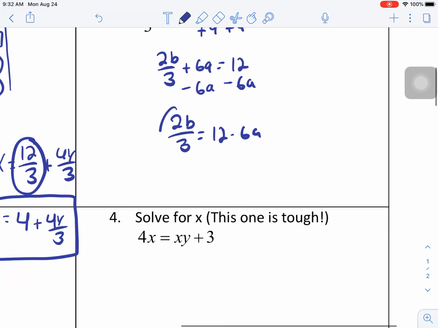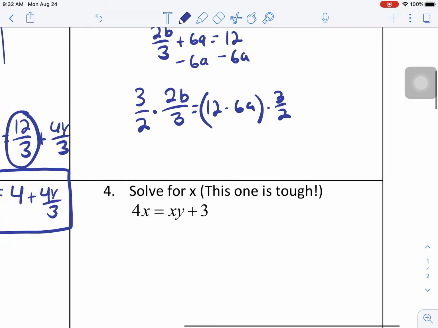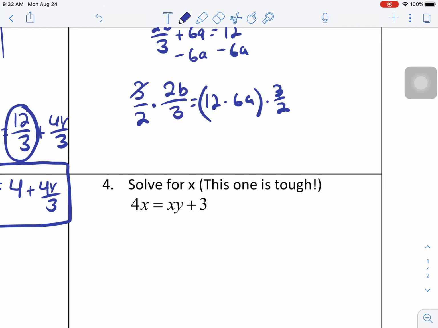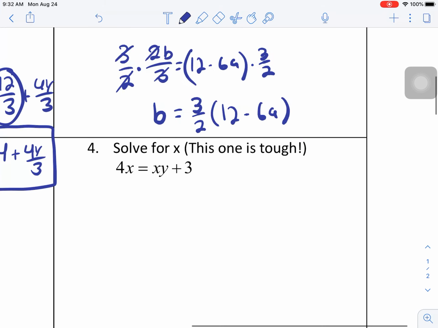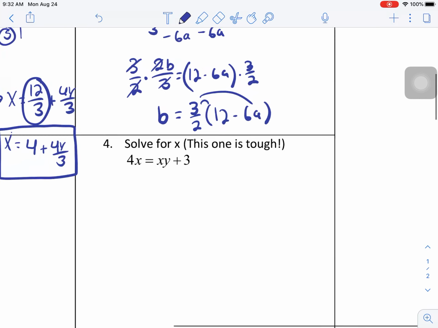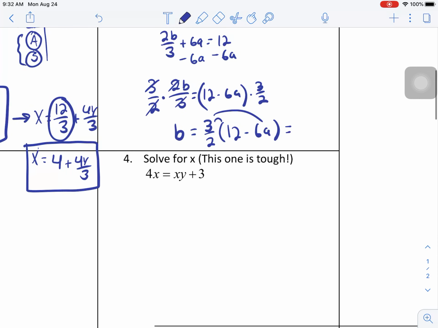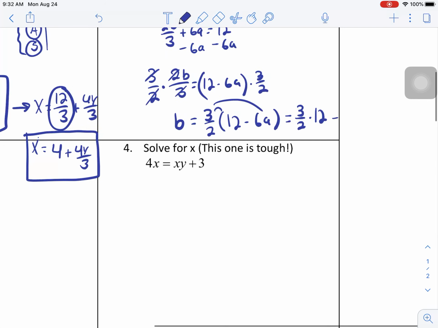Okay, and then there's a lot of ways to get this off of here. You can do it in one step, and you could multiply by 3 over 2. You would take this whole thing and multiply by 3 over 2. Then 3 cancels with the 3, 2 cancels with the 2, and we get b is equal to 3/2 times 12 minus 6a. And then we have to distribute the 3/2 into there so that we get it completely simplified. So it's going to be 3/2 times 12 minus 3/2 times 6a.